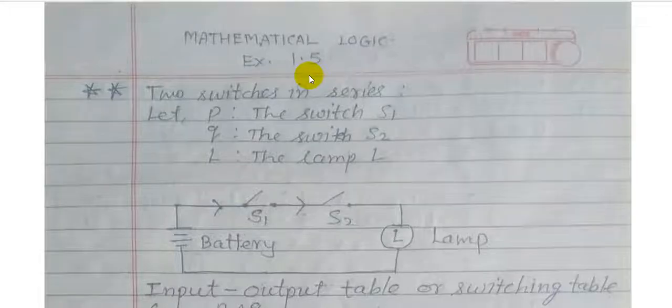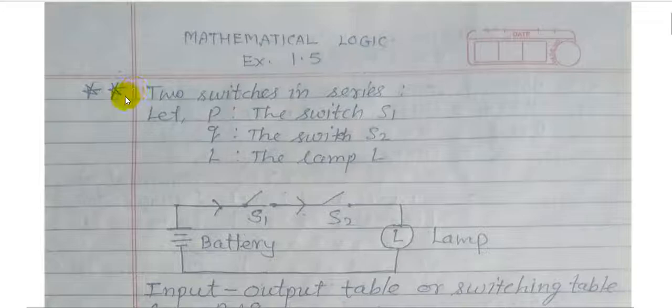Dear students, today we are going to start mathematical logic exercise 1.5. In exercise 1.5, there are switching circuits. All the questions are related to switching circuits. So now see first the types of the switching circuits. First, there are two types of switching circuits.